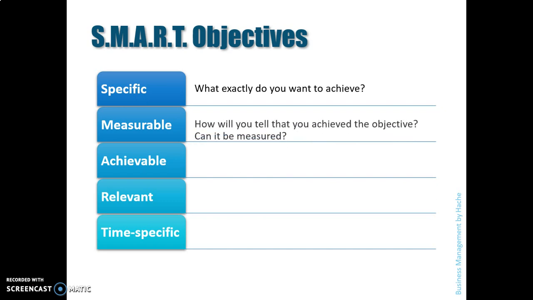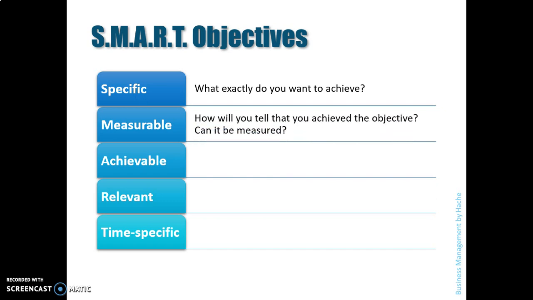Then when we say measurable, we are talking about how will you tell that you achieved the objective. Okay, so you need evidences, and these evidences must be measurable. So you have to talk about either money or numbers or people, but you need to have a measure. You have to tell in a measurable way that you actually achieved the objective. So it has to be measured. It also has to be achievable. It has to be realistic. You have to make sure that you have enough resources to actually achieve these objectives. So you have to ask yourself if your objective is within the reach of the organization.